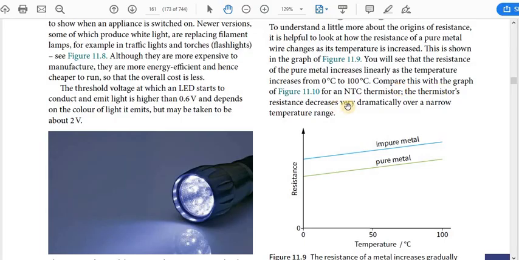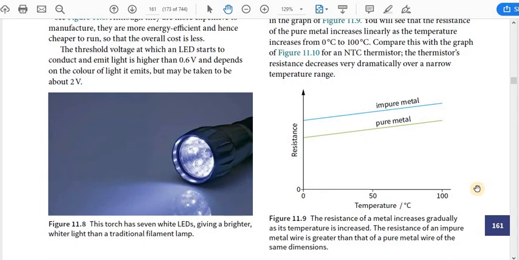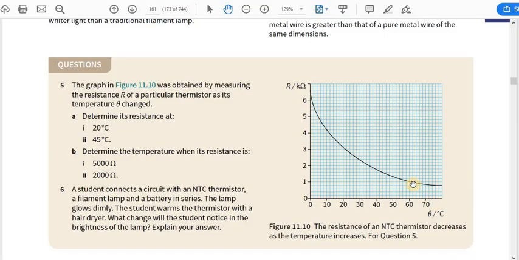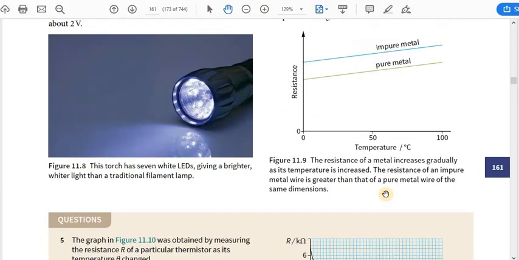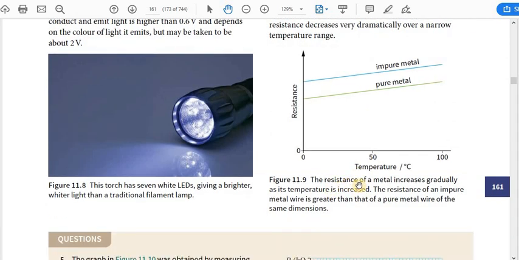Okay, so in a narrow temperature range from 0 to 70, the resistance decreases dramatically, a huge decrease over a small temperature range. The resistance of a metal increases gradually as its temperature is increased. The resistance of an impure metal wire is greater than that of a pure metal wire of the same dimensions. See, same dimensions, you remember this.